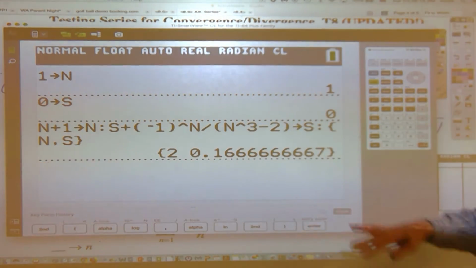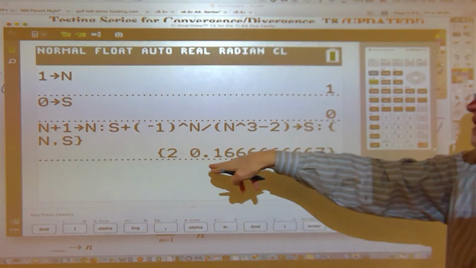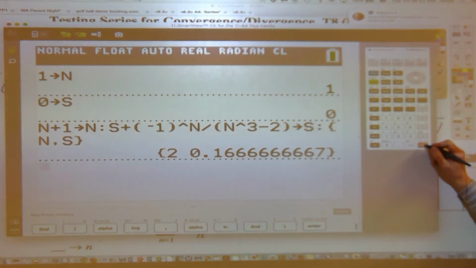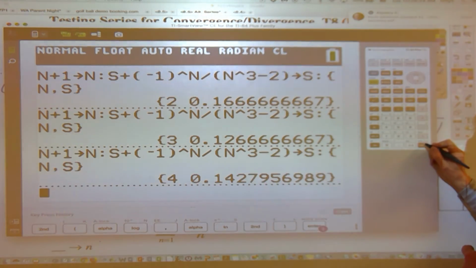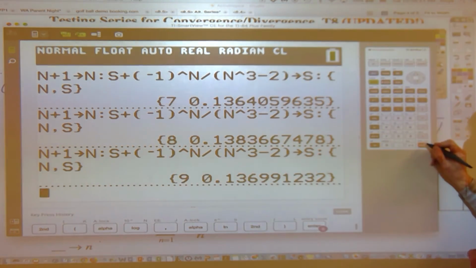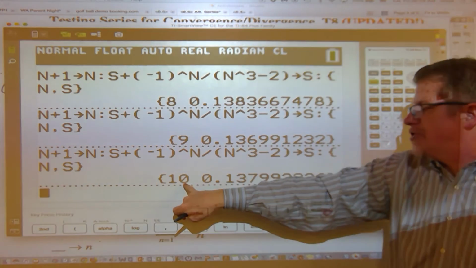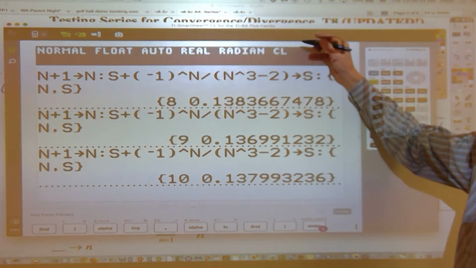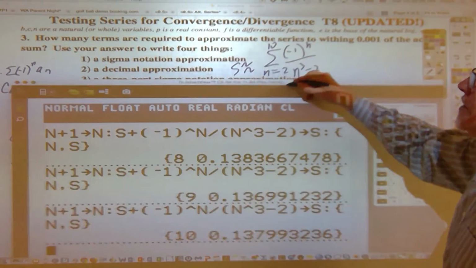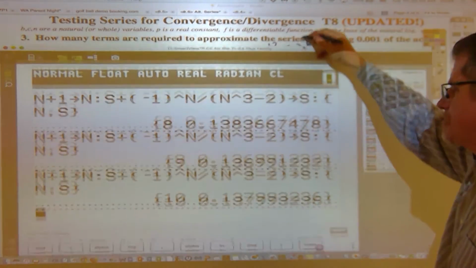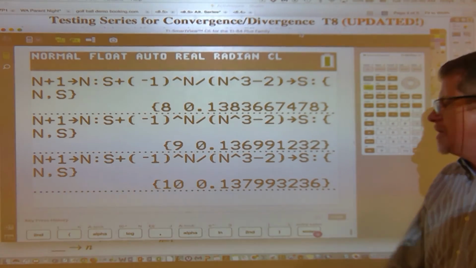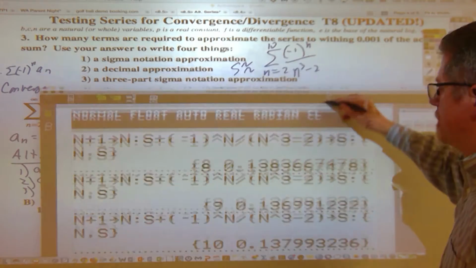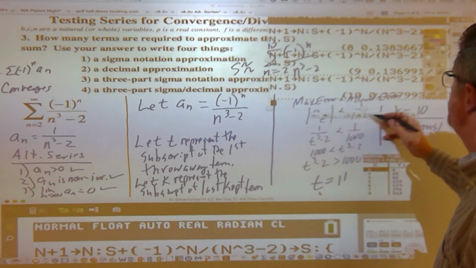Check this out. The second partial sum, basically when n equals 2, this is the first term. 1, 2, 3, 4, 5, 6, 7, 8, 9. I press enter to get this term. So there's the decimal approximation. This is the approximate value of the series. So now the answer to part 2 is, rounded to 3 decimal places, 0.138. I'm going to pull that into the notes so it'll get posted.